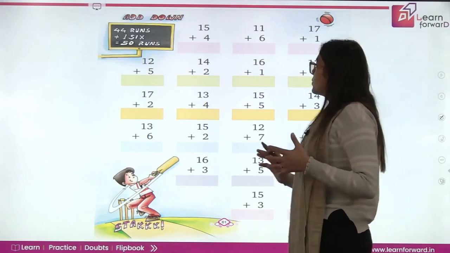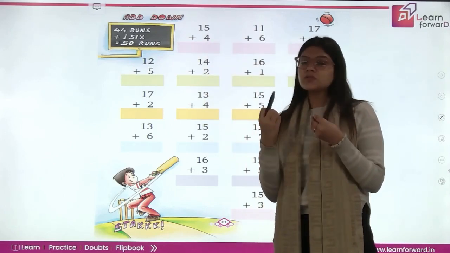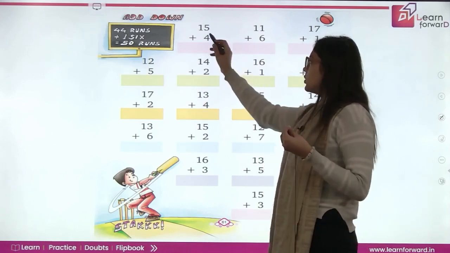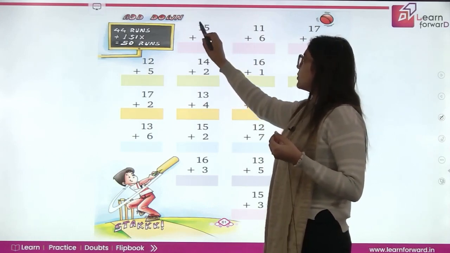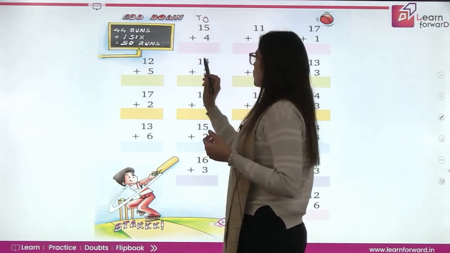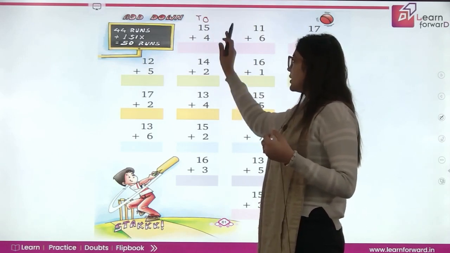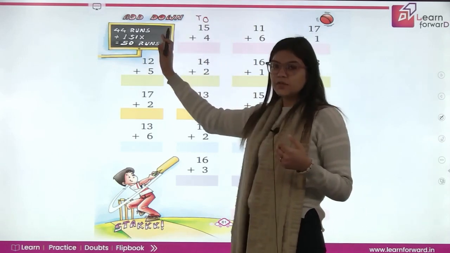ऐड डाउन. सो 15 प्लस 4. हमने अभी जो एडिशन करा था उसमें सिर्फ हमने सिंगल डिजिट करा था, बट नाउ हियर इट इज डबल डिजिट. सो हम क्या करते हैं? This is the place of tens and this is the place of ones. हम जब भी एडिशन शुरू करते हैं we always start from the right. पहले हम right से move करते करते फिर left की तरफ जाएंगे.